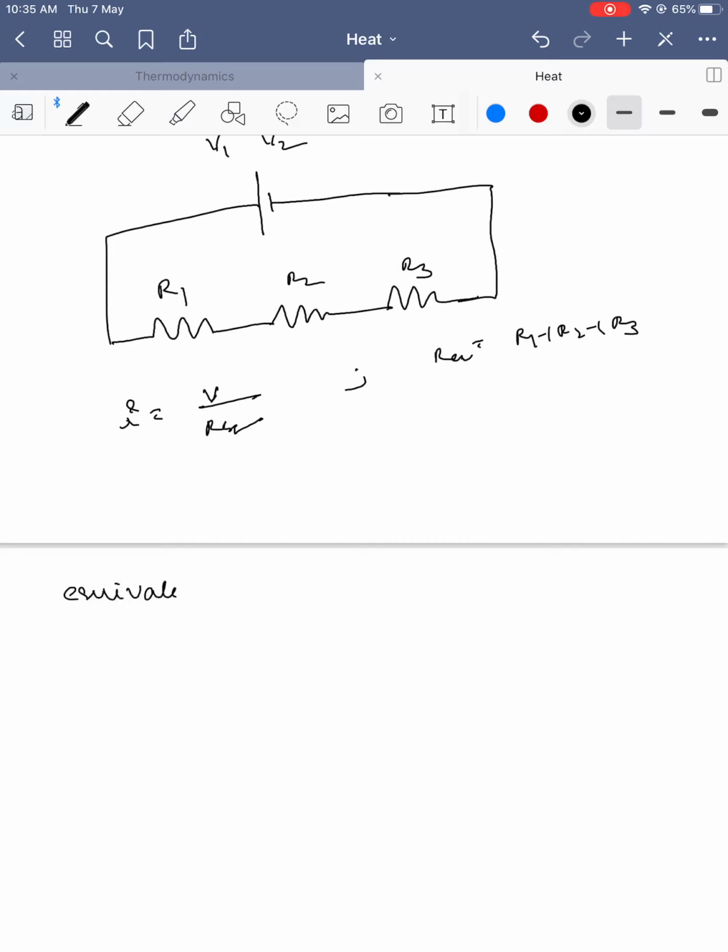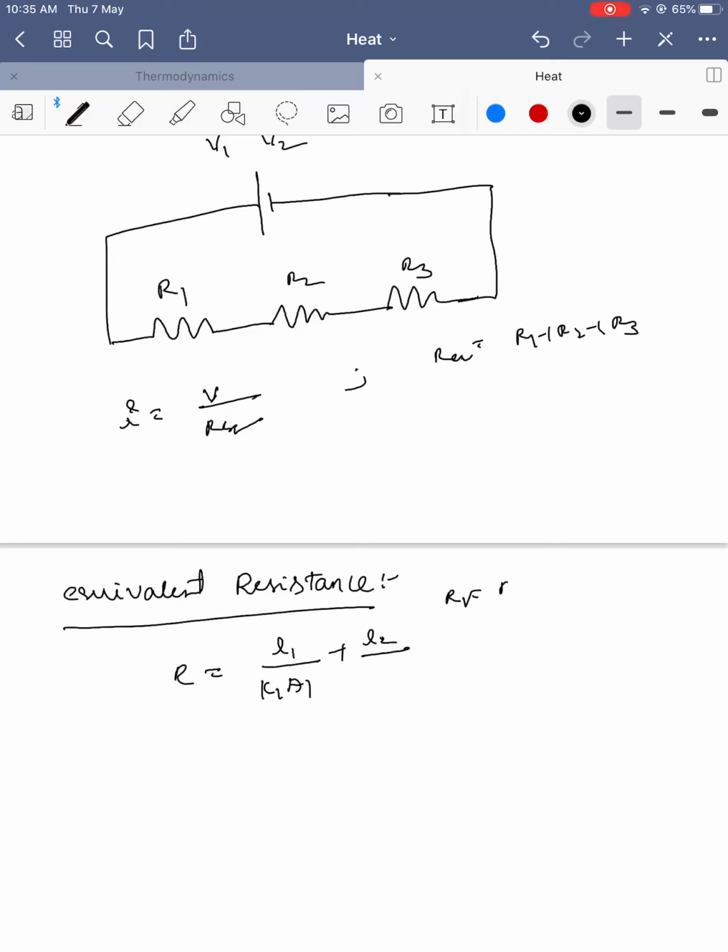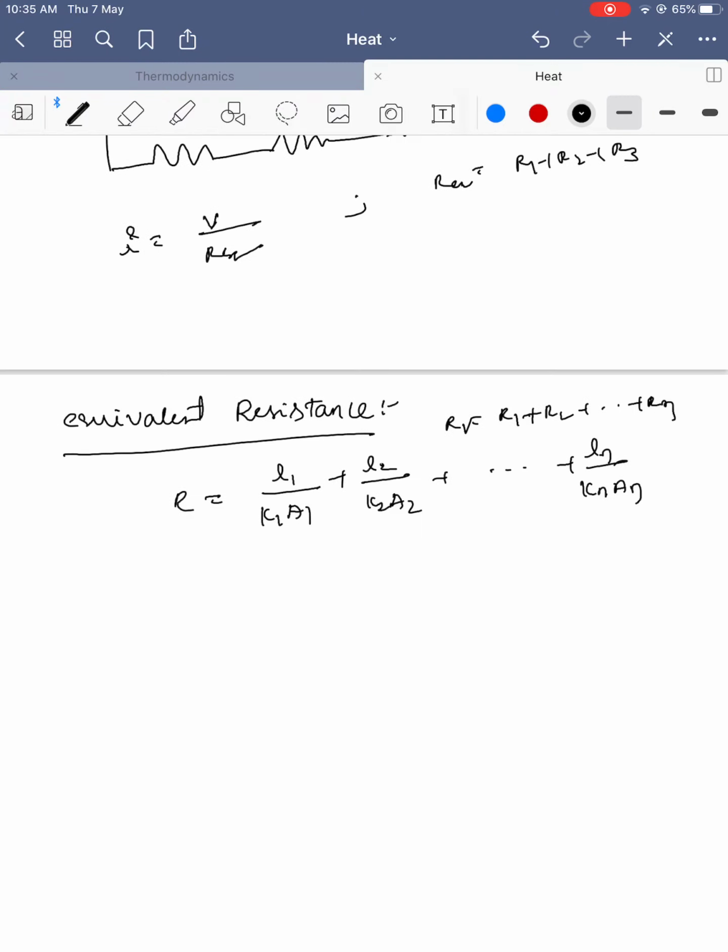Equivalent resistance R is equal to R1 plus R2 plus and so on plus Rn. So L1 by K1 A1 plus L2 by K2 A2 plus and so on plus Ln by Kn An, and this is the equivalent resistance. Next, about heat current.